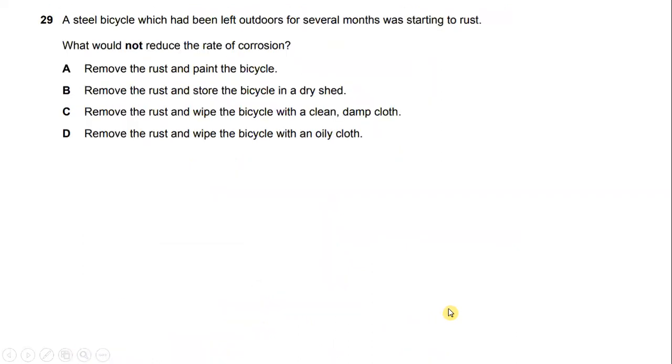A steel bicycle which has been left outdoors for several months was starting to rust. What would not reduce the rate of corrosion? Remove the rust and wipe the bicycle with a clean and damp cloth.